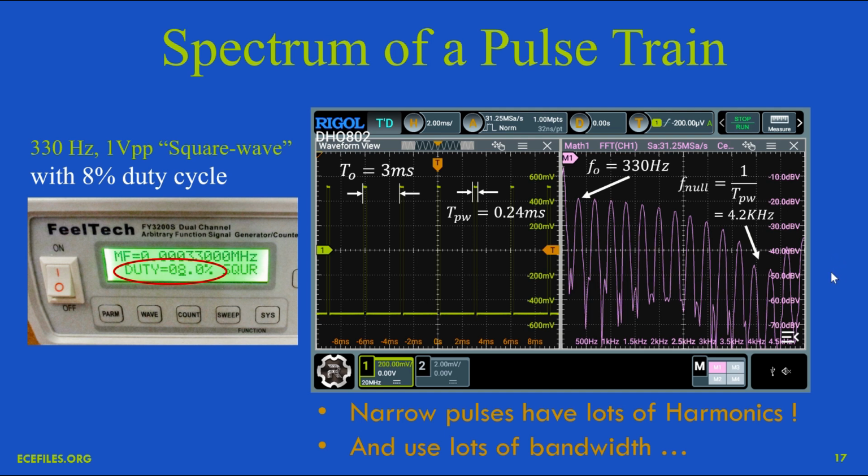When you work this out analytically using mathematics, you can come up with a formula for where that null will be: how many harmonics you'll have, or what frequency range over which you will get decent amplitudes before you reach the null. And it turns out that it's 1 over the time of the pulse width. So here we have a 3 millisecond period, but the pulse width is 8% of that 3 milliseconds, or 0.24 milliseconds. If you take 1 over the pulse width, you get where that first null is in the spectrum.